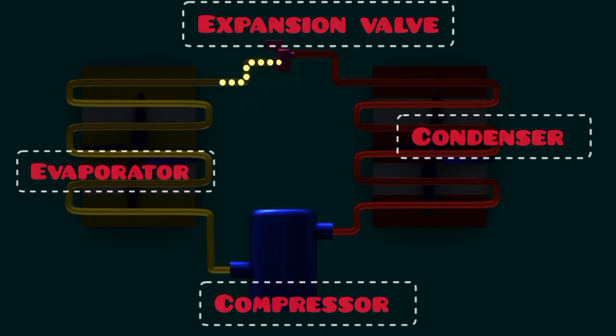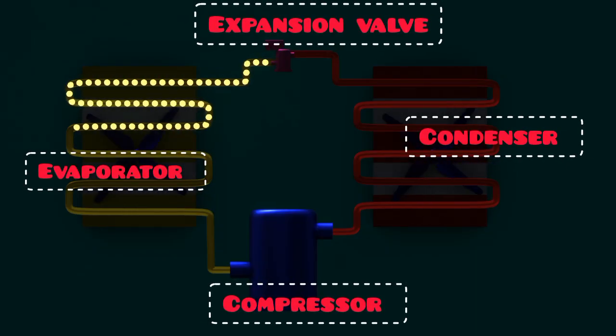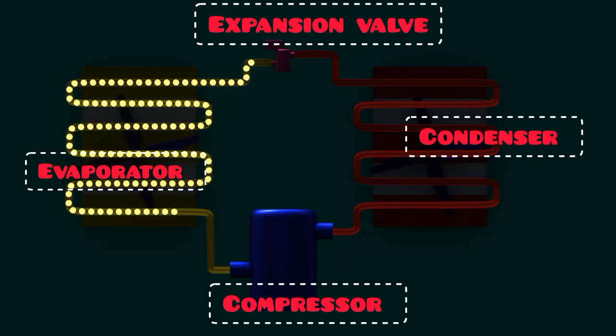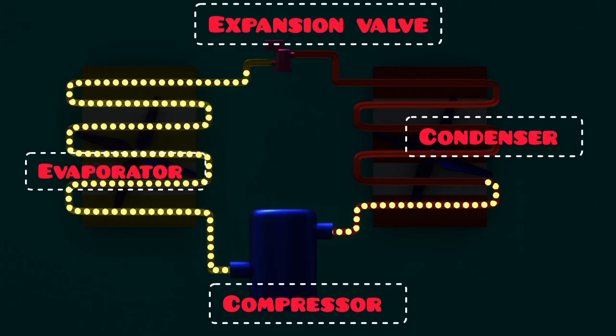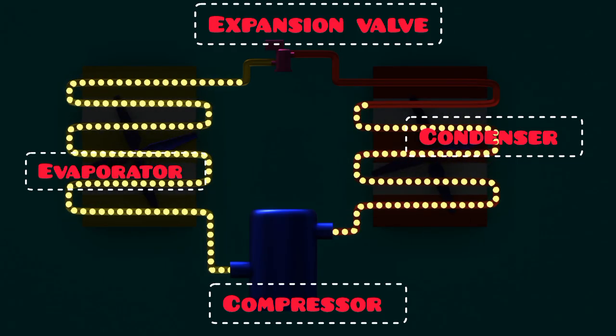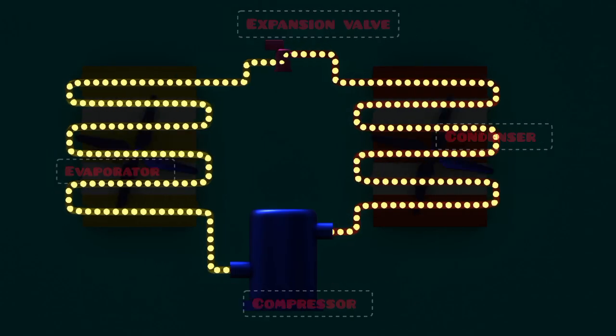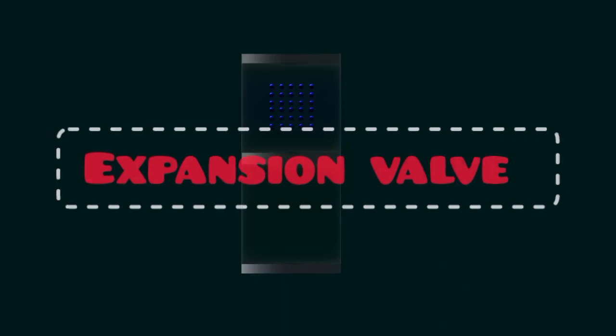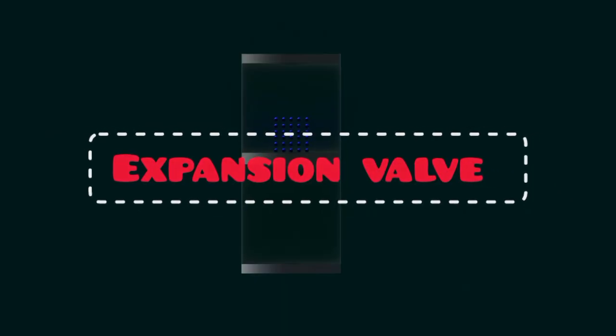After passing through the condenser, the refrigerant exits as a high-pressure, medium-temperature, saturated liquid. From here, it flows toward the expansion valve. The expansion valve plays a critical control role in the system. Its main purpose is to regulate how much refrigerant enters the evaporator and to maintain the correct level of superheat.